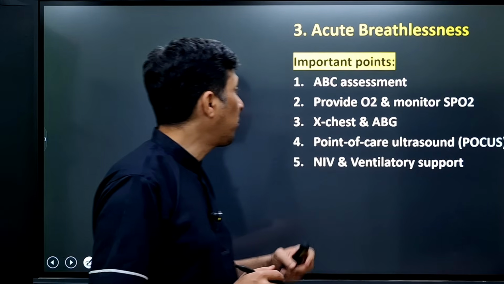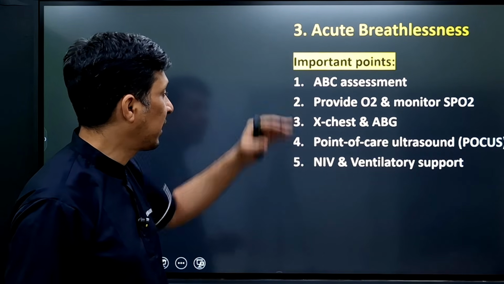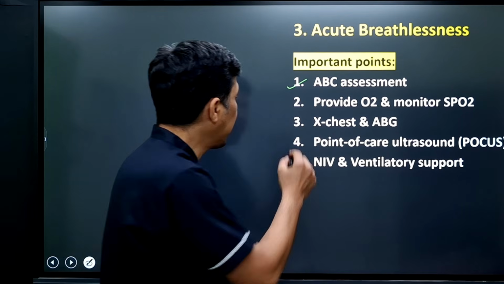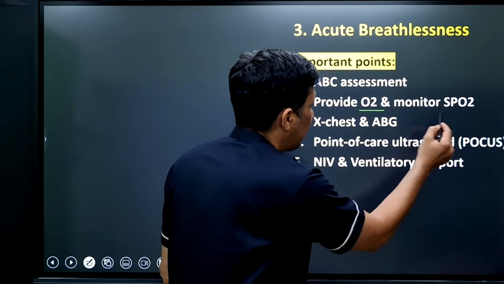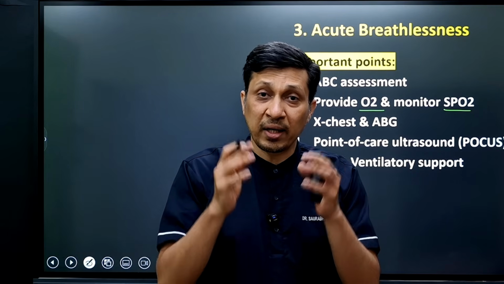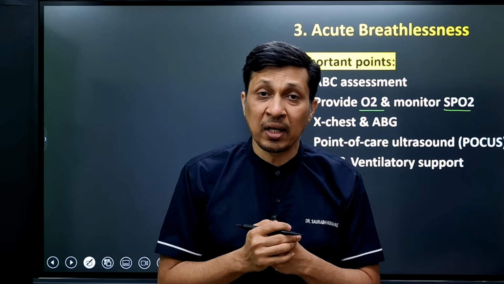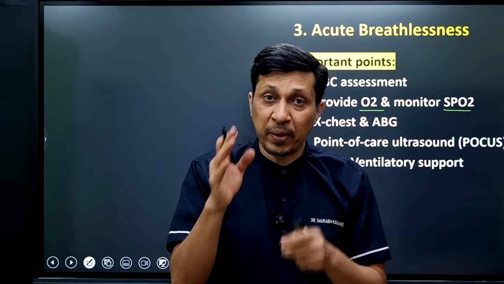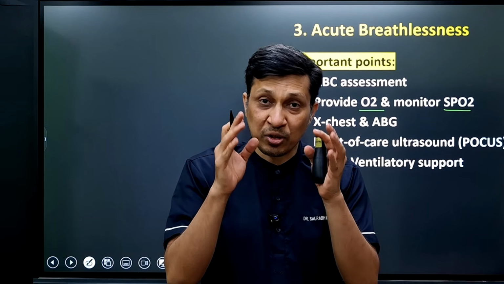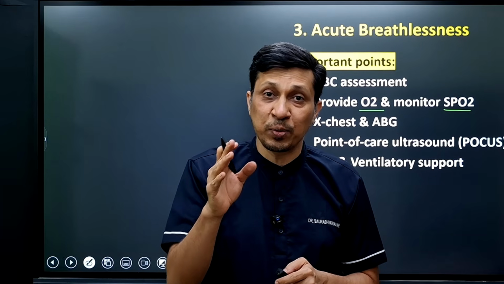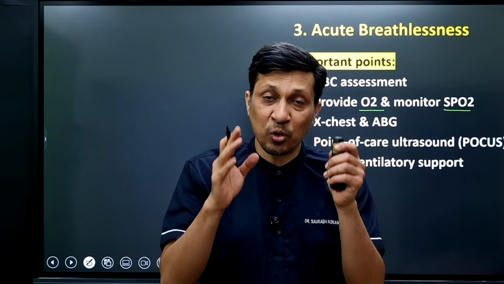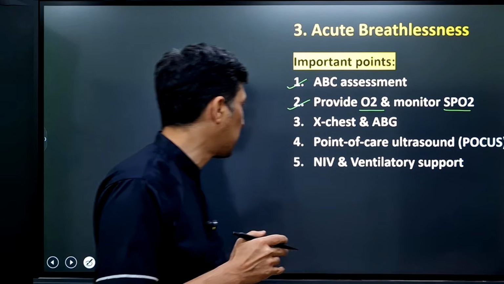Now, what are the important points in the management of acute breathlessness? First, always it is ABC assessment. Second, here you have to provide oxygen and monitor SpO2. In case of COPD, you have to take an important caution that COPD patients depend on the hypoxic drive. So here you have to restrict oxygen such that the SpO2 is 88 to 92%. Otherwise, patient can go into CO2 narcosis.